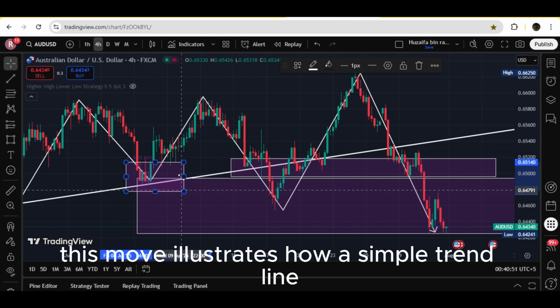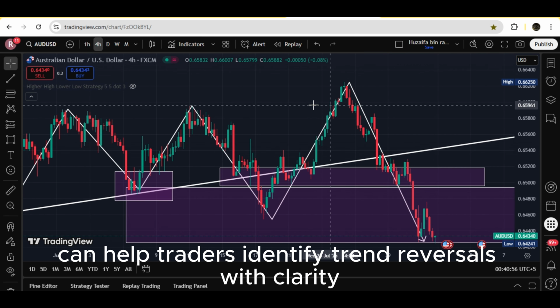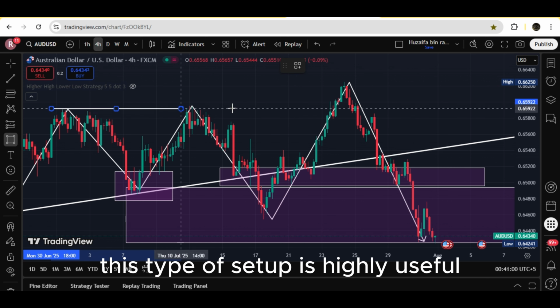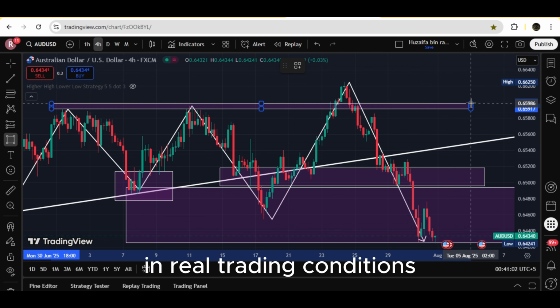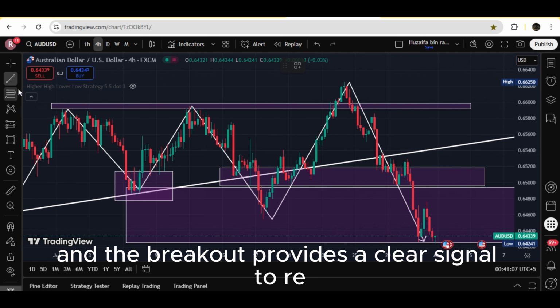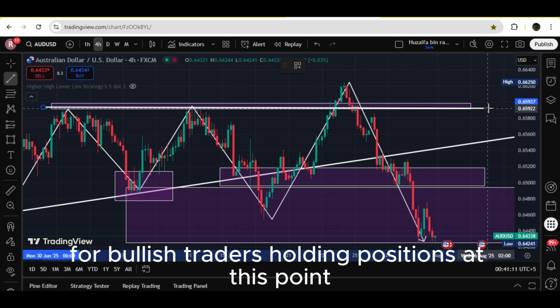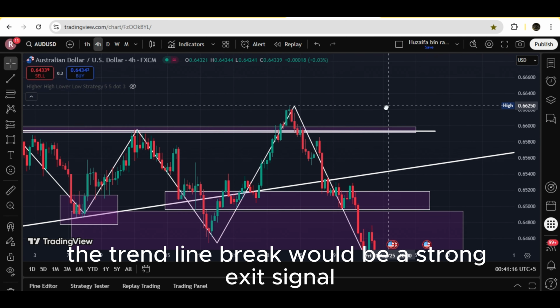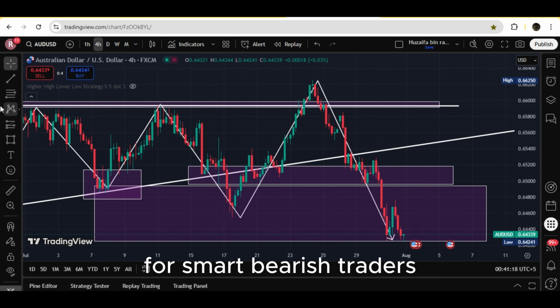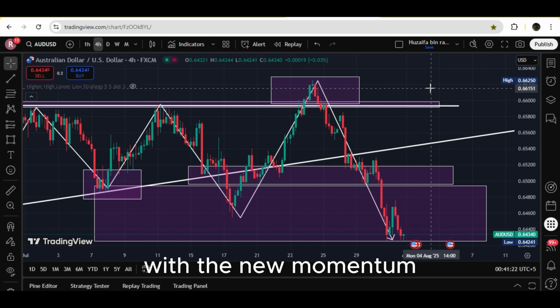This move illustrates how a simple trend line, when used correctly, can help traders identify trend reversals with clarity. This type of setup is highly useful in real trading conditions. The trend line gives a visual boundary of trend strength, and the breakout provides a clear signal to reevaluate your bias. For bullish traders holding positions at this point, the trend line break would be a strong exit signal. For smart bearish traders, it becomes an ideal entry setup for selling with the new momentum.